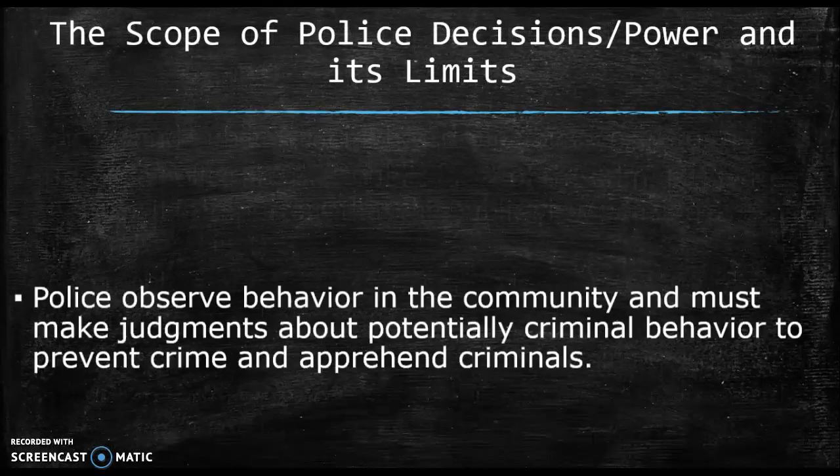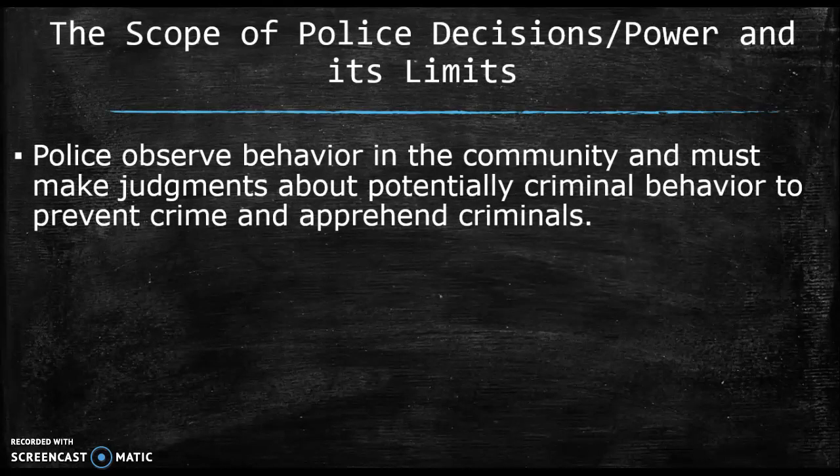So, scope of police and its limits. Police observe behavior and must make judgments. It helps if they're ethical when they make these judgments about what's criminal, how to prevent crime, and how to deal with the public. That's one of the biggest issues for people you talk to who are officers or work with them. Most are really good communicators, but not everybody is.